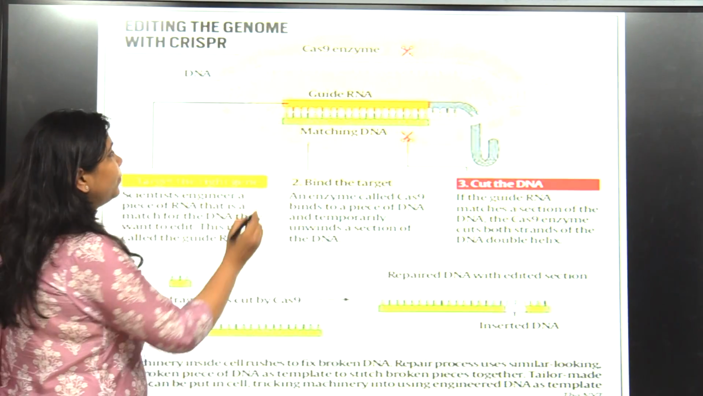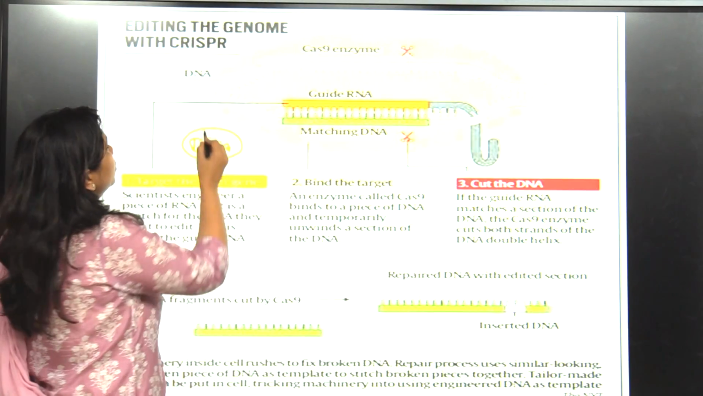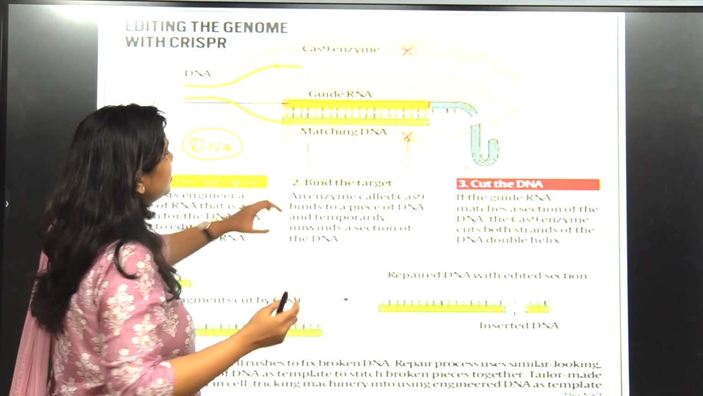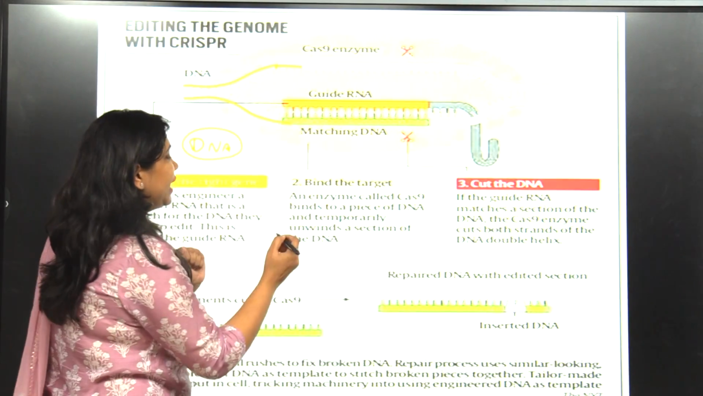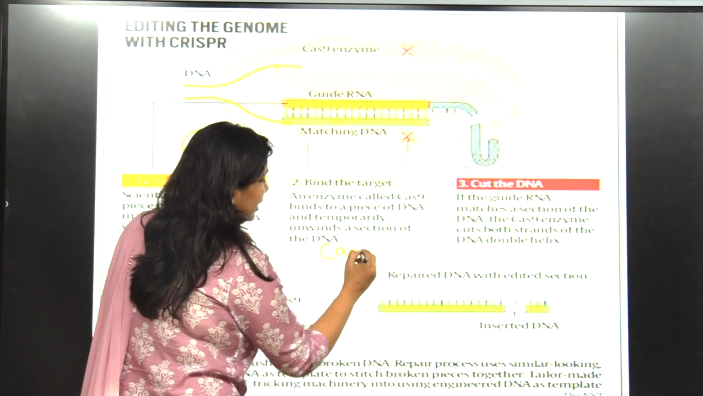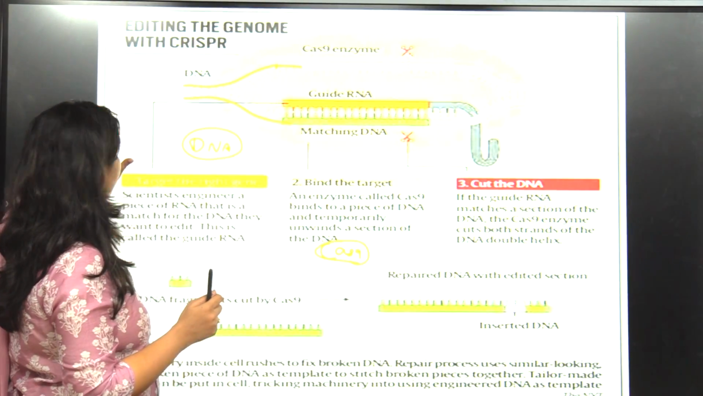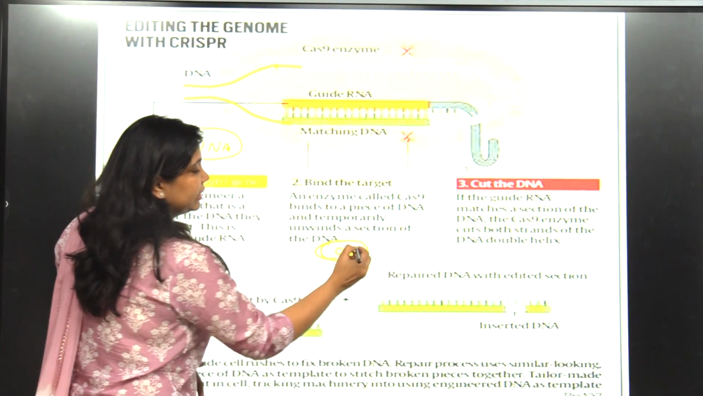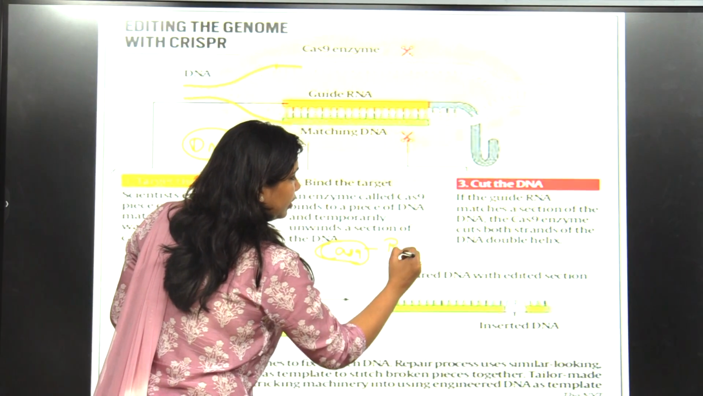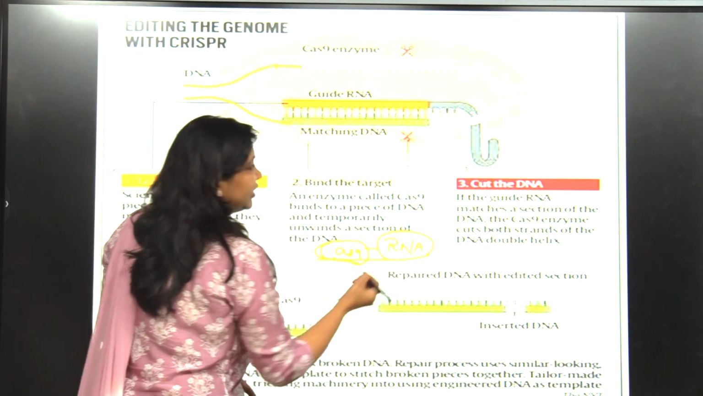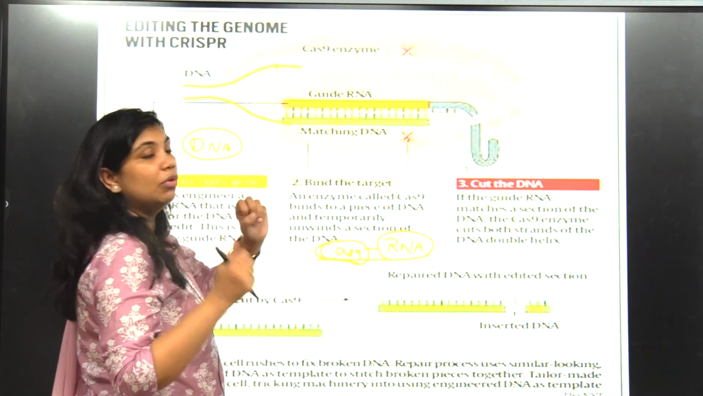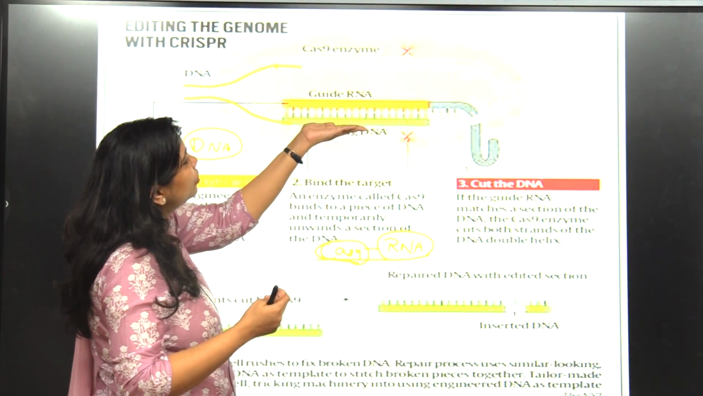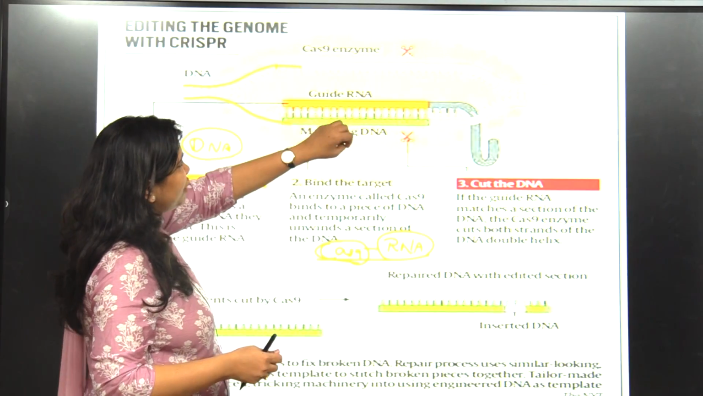Now listen carefully. So now here we have a DNA. DNA will have two strands. Now what we have to do is take a Cas9 protein. Do you remember this Cas9 protein? This yellow one. So what we have to do? The Cas9 protein will have an RNA. What does that contain? That contains information related to the DNA. So that is matching DNA.